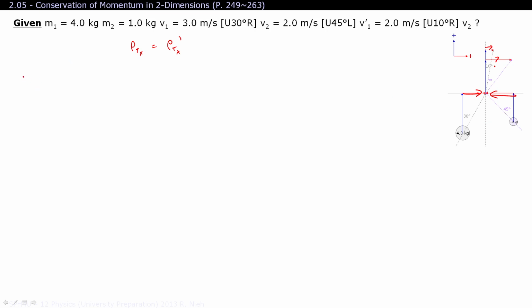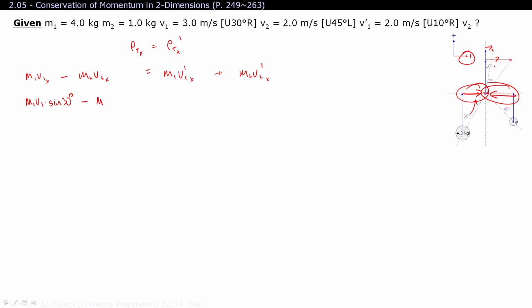We know that momentum is equal to mass times velocity, so m1 v1 plus m2 v2 in the x dimension is equal to m1 v1 apostrophe in the x dimension plus m2 v2 apostrophe in the x dimension. Now, the x dimension for here is opposite of 30 degrees, so we're going to use m1 v1 times the sine of 30 degrees. This vector over here is pointing to the left, so we need to subtract, because if we assume right is positive, then left needs to be negative.